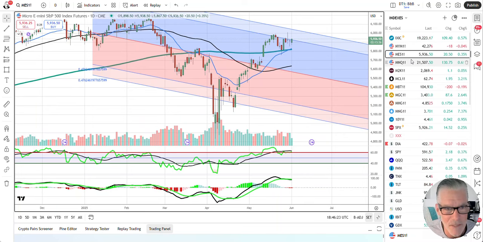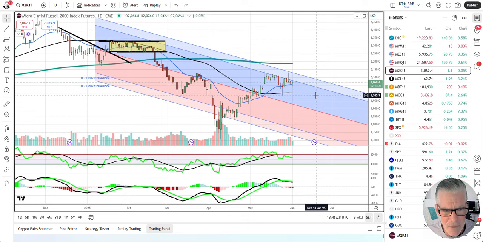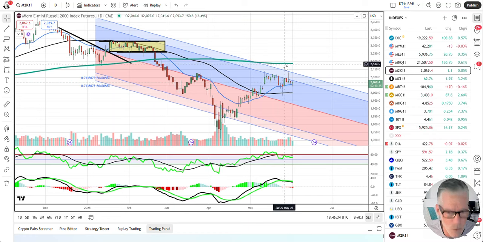The S&P, pretty much the same story. Let's take a look at the small caps. Small caps have been weak, starting to get stronger, but we're still underneath the 200 period moving average, and we're still way, way, way below, several years below all-time highs.